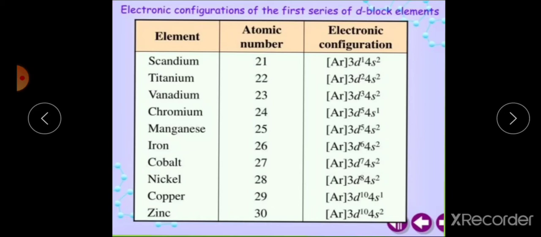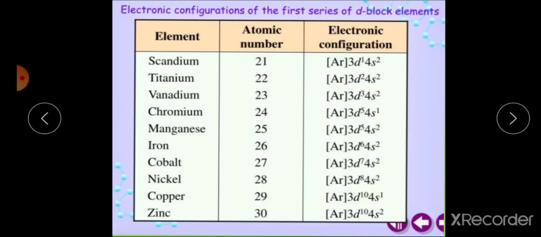There is a simple trick: Sc Ti V Cr Mn Fe Co Ni Cu Zn. Argon is the noble gas preceding the 3d series. Preceding means before this 3d series, argon is present, and its electronic configuration, with atomic number 18, is 1s2, 2s2, 2p6, 3s2, 3p6.